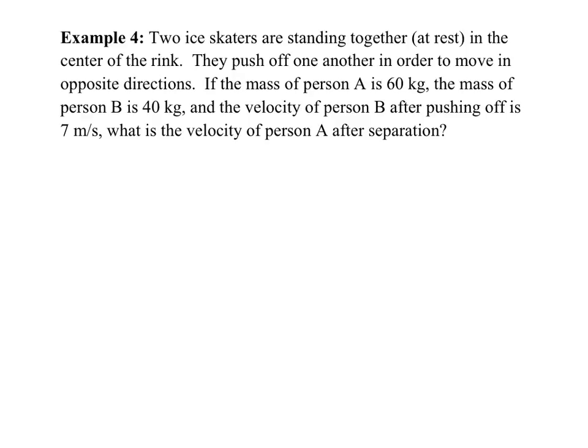Two ice skaters are standing together at rest in the center of the rink. Okay, in the center of the ice rink. They push off each other to move in opposite directions. The mass of one person is 60 kilograms, the other is 40. The velocity of the person with 40 kilograms after pushing is 7 meters per second. What's the velocity of the other person after pushing?